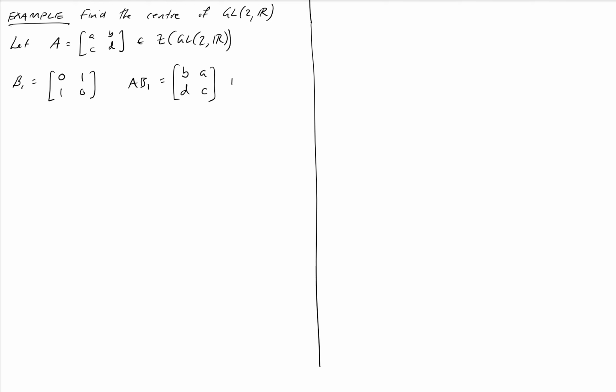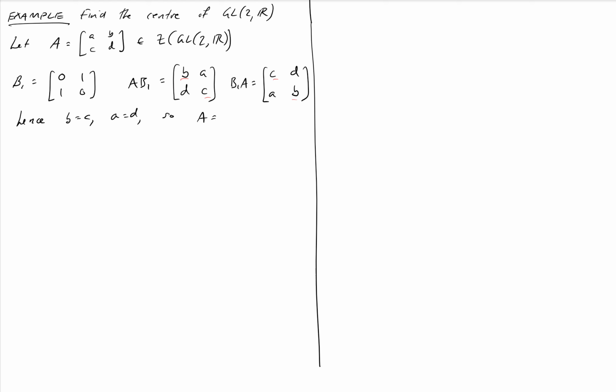And likewise, if I compute B1A, I am going to get C, D, A, B. You can check that for yourselves, but if I multiply my general matrix A on the left and the right by B1, then I get these two matrices here. And what this shows me is, because this must commute, corresponding entries in these matrices must be equal, and therefore, just applying this particular choice of matrix B1 has shown me that B must equal C. We get that here and also here. And similarly, A must equal D.